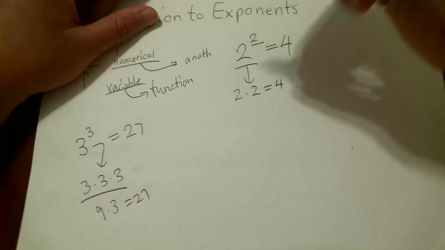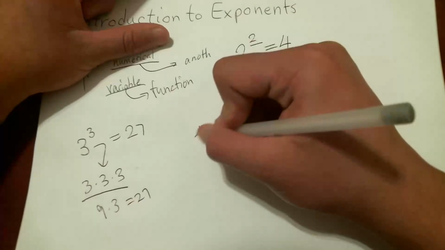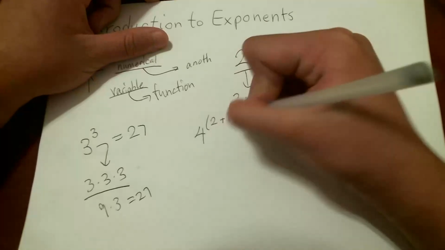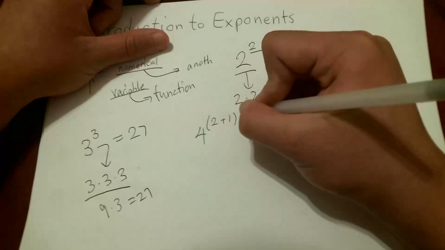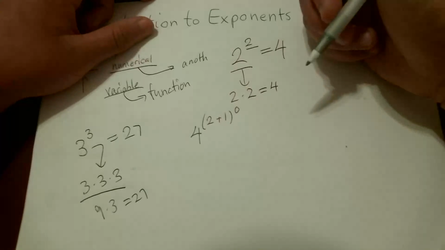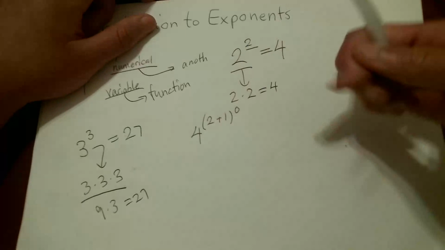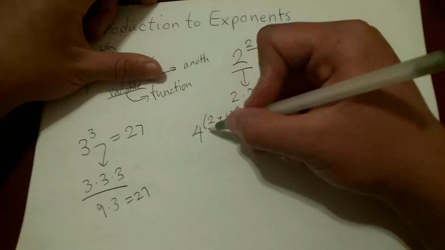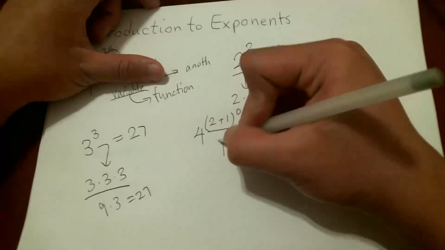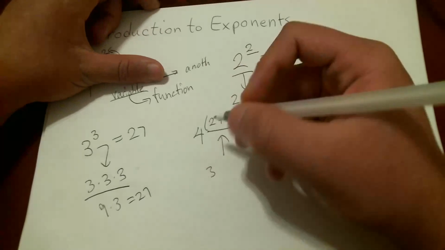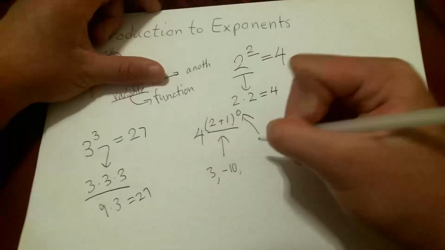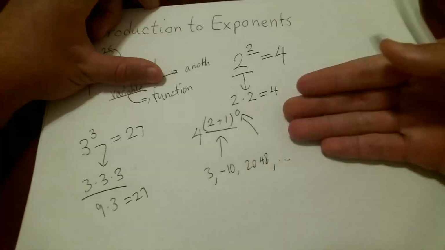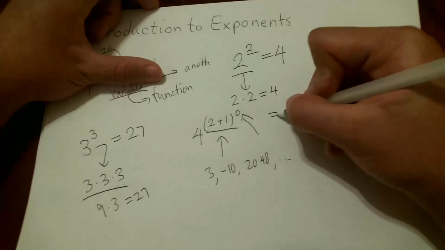Alright, so say we had a number, say 4, to the power of 2 plus 1 to the power of 0. So this here serves as a double lesson, because when we have an exponent of 0, this number, no matter what it is, even if it was like 3, which is what this is here in this case, -10, 2048, and so on, even if it was all these numbers, this number up here would still amount to 1.